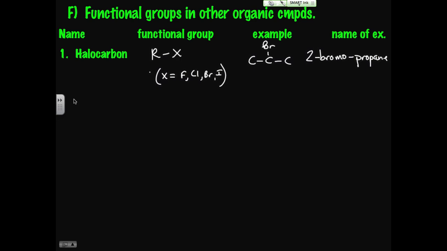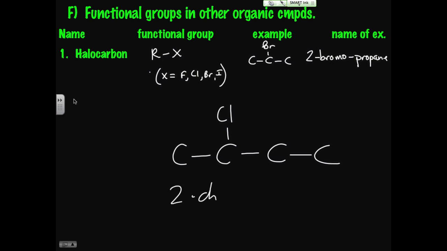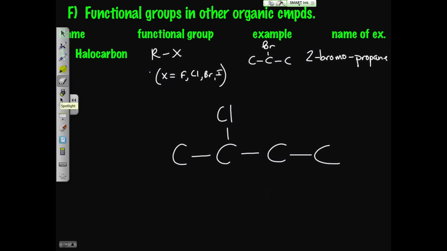What do you think this would be? And then I'll erase it. So what if I have all this and it's a Cl? What would this one be called? 2-chlorobutane, because but is 4. 2-chlorobutane.